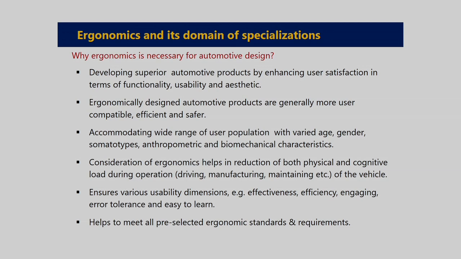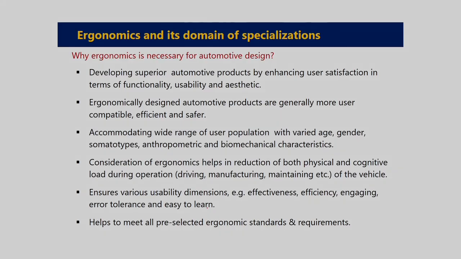If we consider one automotive product like a passenger car, then while we are designing that passenger car, we cannot say, okay, this passenger car is only for this particular group of people. We have to think about how we can accommodate in that product all types of people with variation in their age, sex, somatotype, difference in physical capabilities as well as their aesthetic needs.